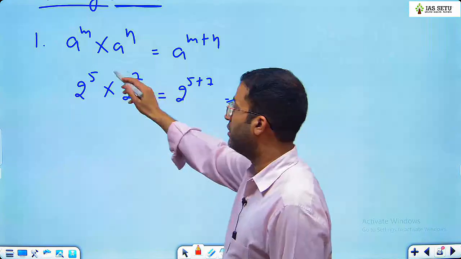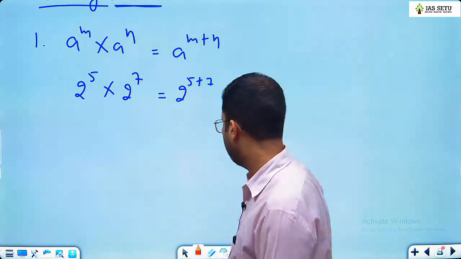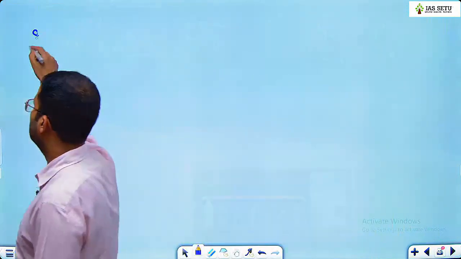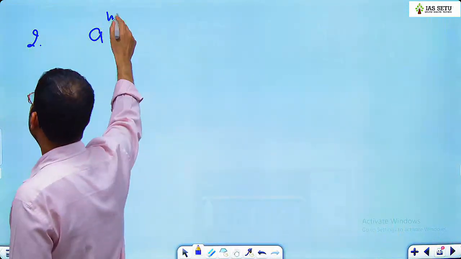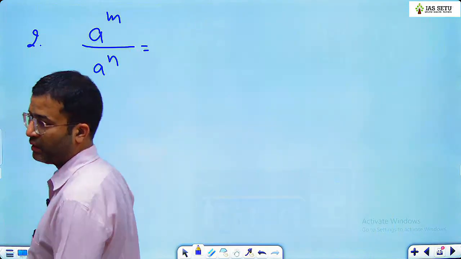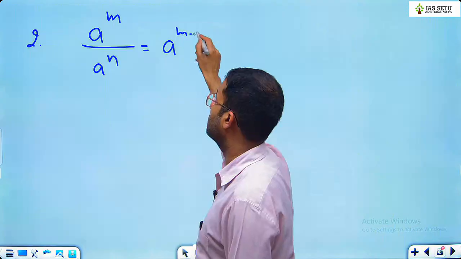Now, is rule number 1 clear? a to the power m into a to the power n is a to the power m plus n. Next is rule number 2: a to the power m divided by a to the power n is a to the power m minus n.